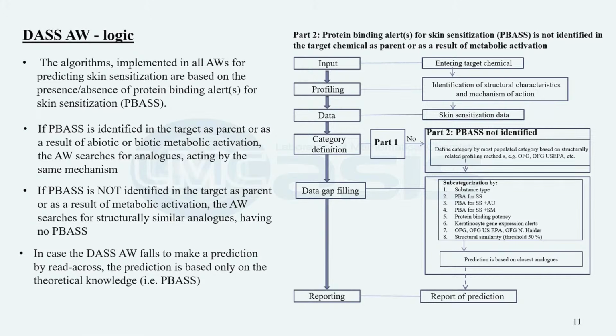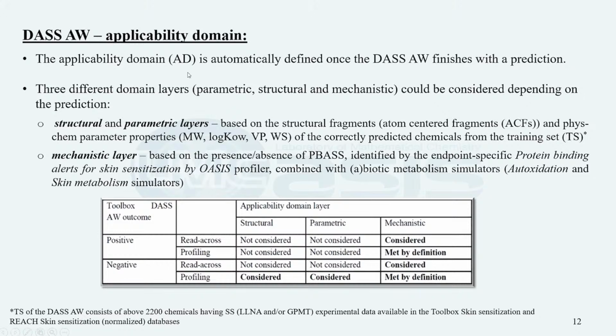However, no matter how the prediction is obtained, either read across or as a result of theoretical knowledge only, the applicability domain will also be automatically defined. The applicability domain for the automated workflow for defined approaches includes 3 different layers: parametric, structural, and mechanistic, that could be considered or not, depending on the prediction.